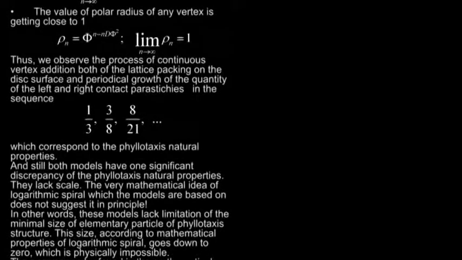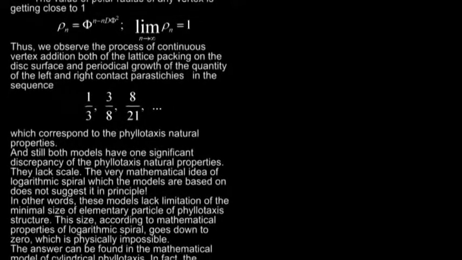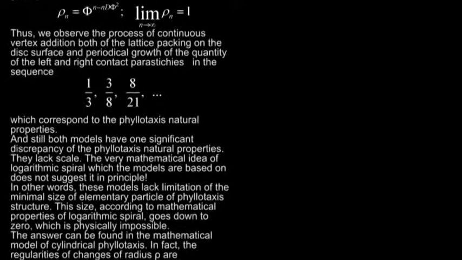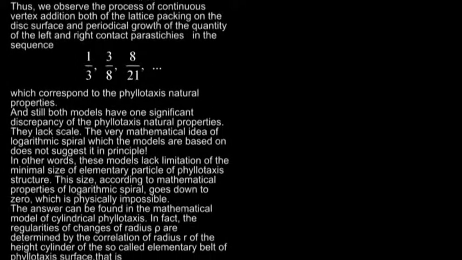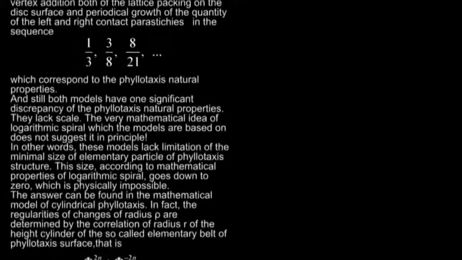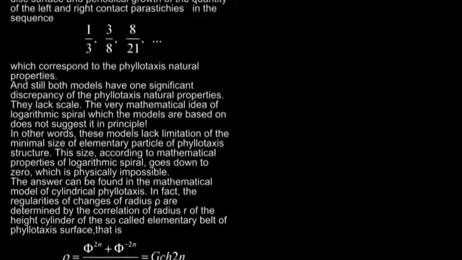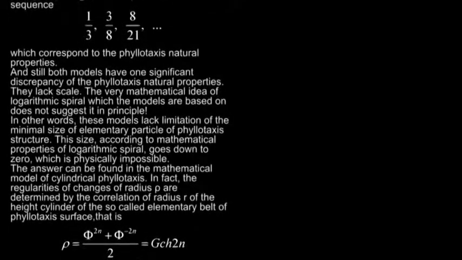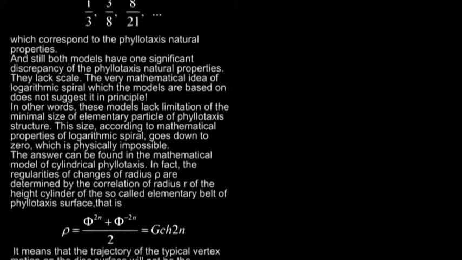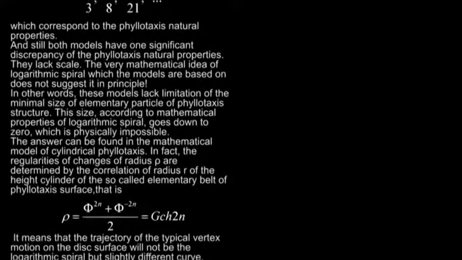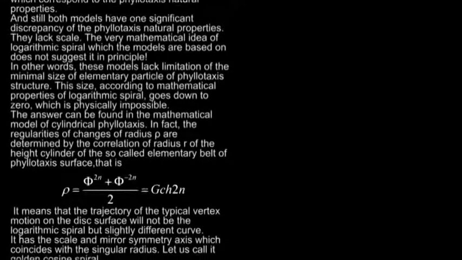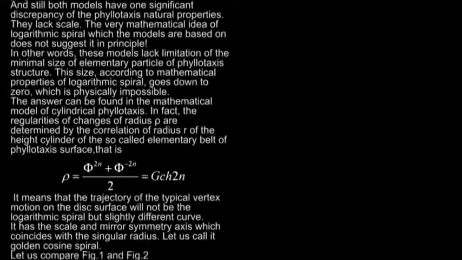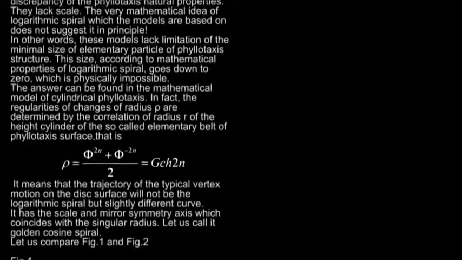The answer can be found in the mathematical model of cylindrical phyllotaxis. In fact, the regularities of changes in radius ρ are determined by the correlation of the radius r of the cylinder of the so-called elementary belt of the phyllotaxis surface. That is, it means that the trajectory of the typical vertex motion on the disk surface will not be the logarithmic spiral but a slightly different curve. It has the scale and a mirror symmetry axis which coincides with a singular radius. Let us call it the golden cosine spiral.